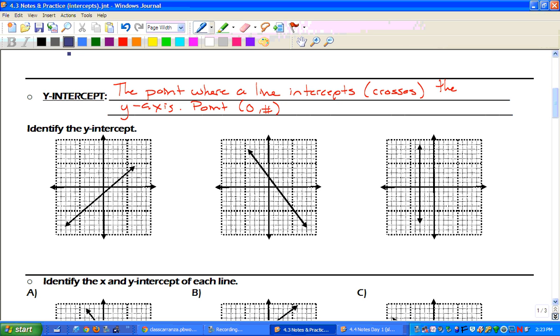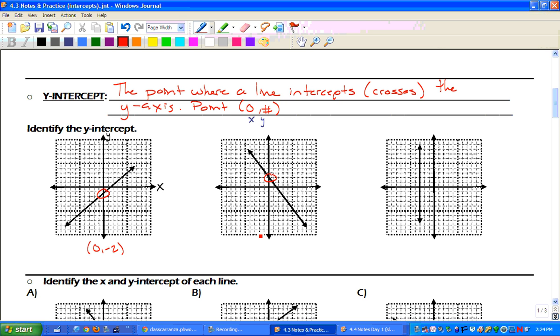Y-intercepts are the exact opposite, okay? It's the point where a line intercepts or crosses the y-axis, and same thing, x, comma, y. So let's look at the y-intercepts now. What we just talked about, y is vertical, x is horizontal. Where does it cross the y-axis? And that's at 0, -2.